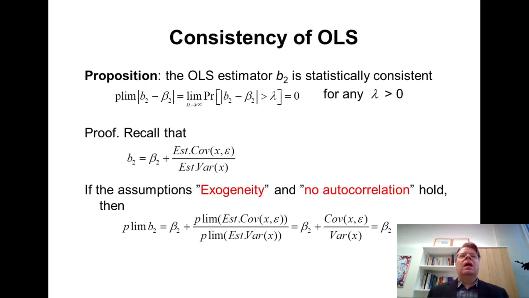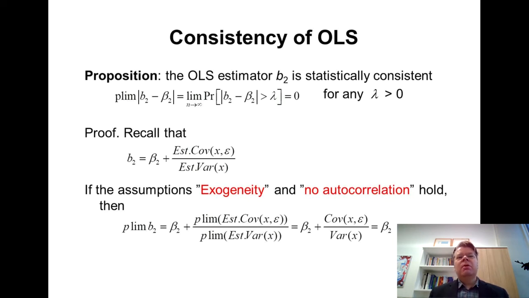So I do not formally prove the consistency, but I make a little sketch of the proof, and I'll discuss what it is based on. We can approach the proof from the same result that we already showed earlier, that we can write this OLS estimator of the slope coefficient B2 as the sum of beta2 and certain error components. Here it is important that the link to the sample covariance of X and epsilon becomes very clear.